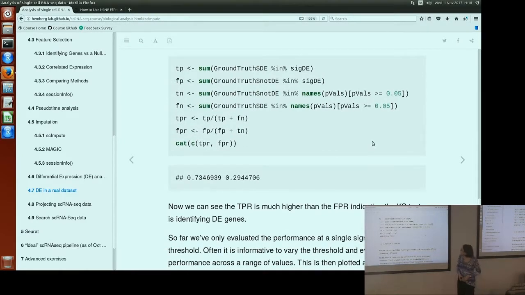So here's how you calculate those things. And see, we actually have a true positive rate of 70% and a false positive rate of 30%.